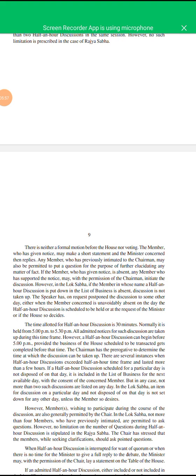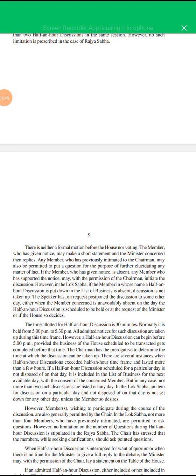The time allotted for half an hour discussion is 30 minutes. Normally it is held from 5 p.m. to 5:30 p.m. All admitted notices for such discussion are taken up during this time frame. However, a half an hour discussion can begin before 5 p.m. provided the business of the House scheduled to be transacted gets completed before that time. The chairman has the prerogative to determine the time at which the discussion can be taken up.